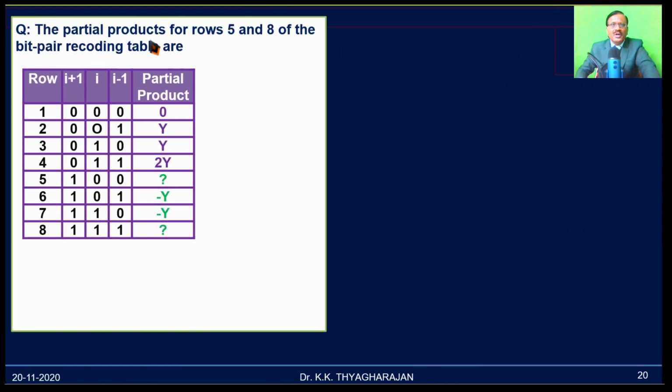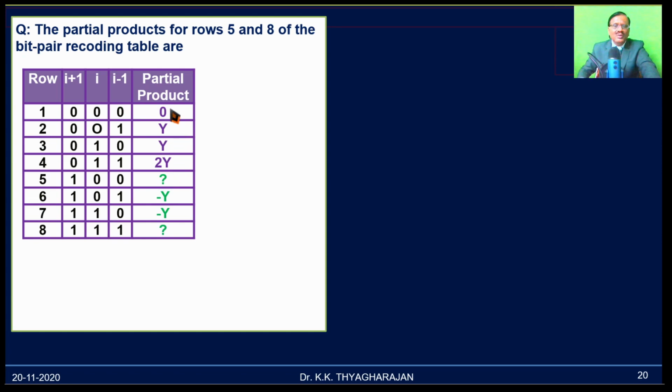The partial products for rows 5 and 8 of the bit pair recoding table are, that is, this is row 1, 0, 0, 0, they have given it as 0. For 0, 0, 1, instead of plus 1 they are giving y. For 0, 1, 0, instead of plus 1 they are giving y. Then for 0, 1, 1, instead of giving plus 2 they are giving it as 2y. That means y is the multiplier. Now 1, 0, 0, what will be the value?